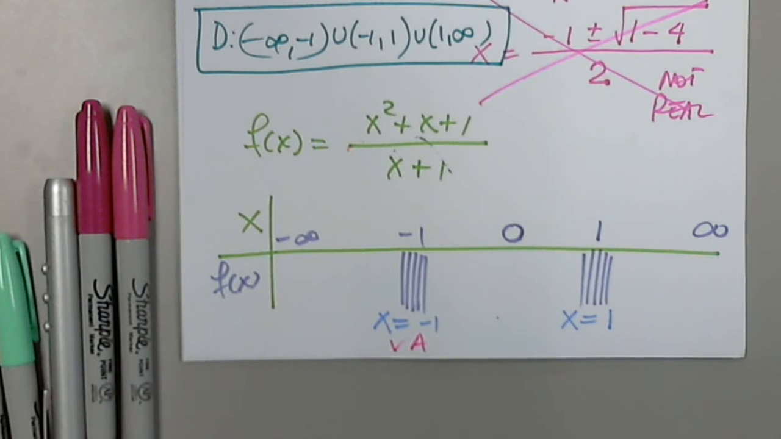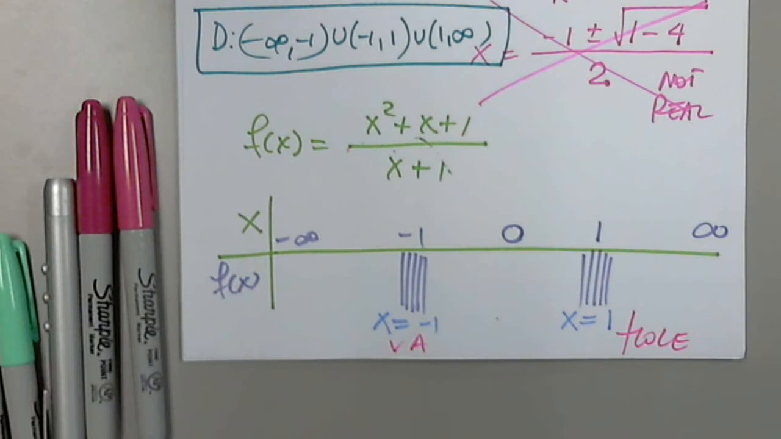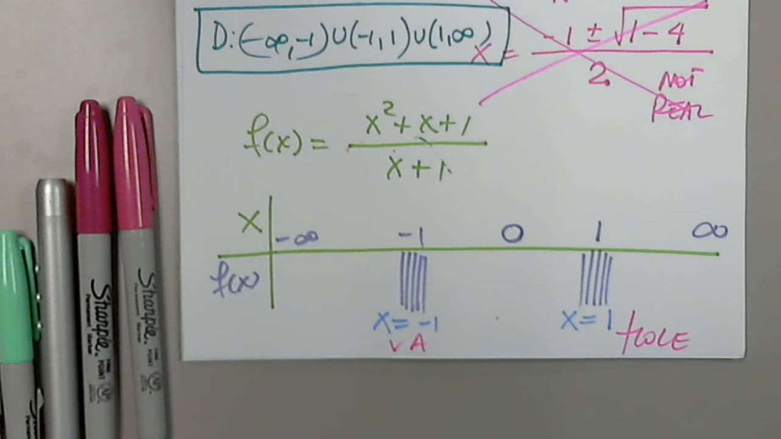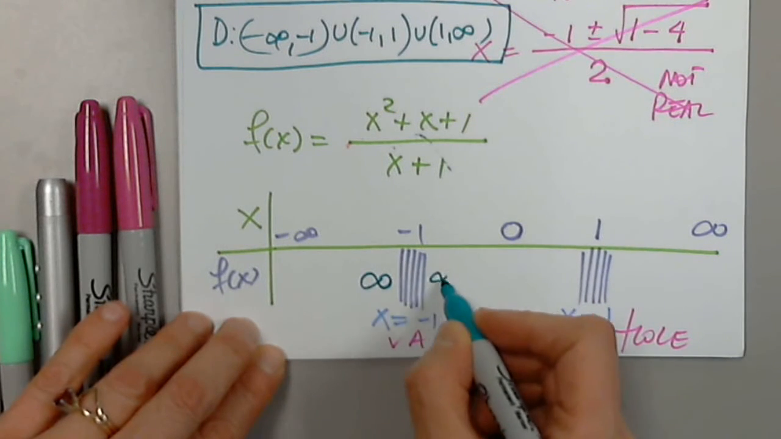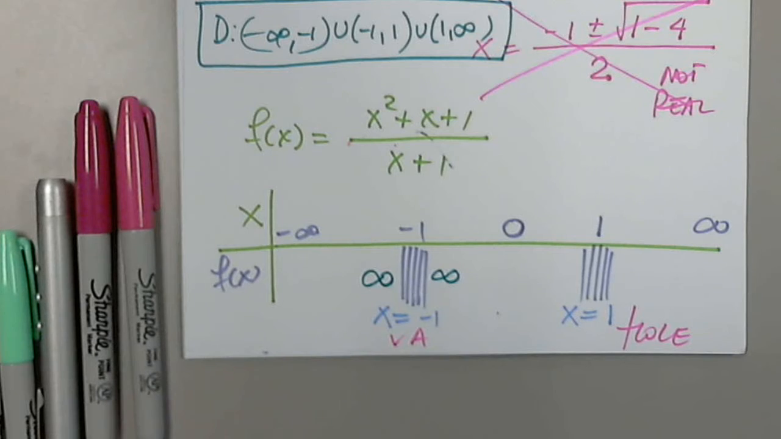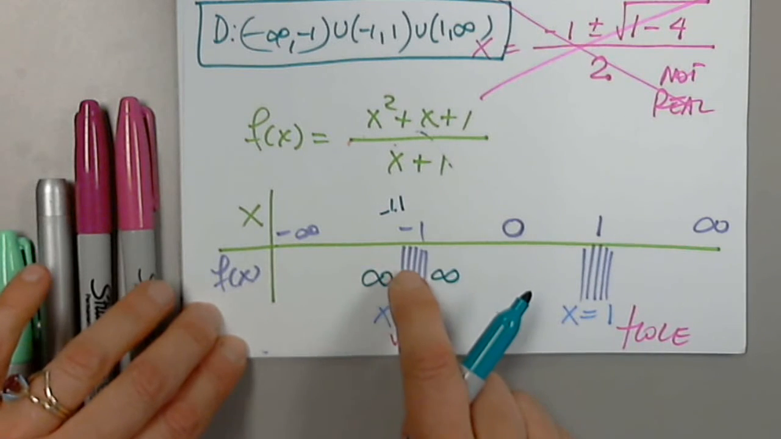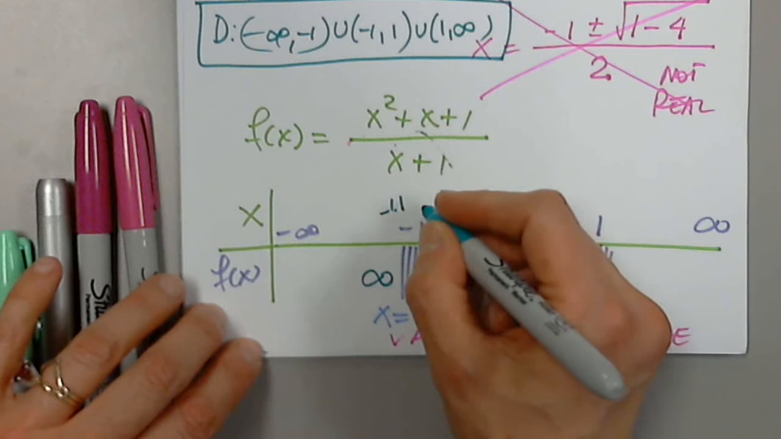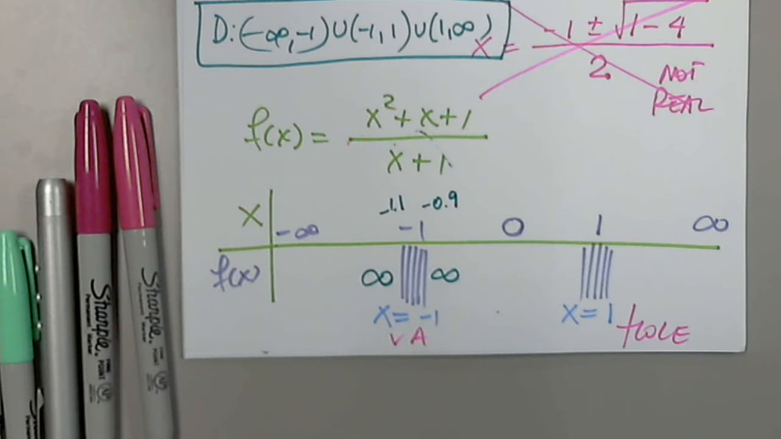One more time, what will x equals 1 be, though? Hole. Yes. x equals 1 will be a hole in the graph. Once you say that this is a VA, what do we know happens there? Immediately, I have to write that. So you want me to put infinities here. Correct. What I don't know is something very important: what I don't know about these infinities. Exactly. I will be using negative 1.1, a number very close to negative 1 on the left, and negative 0.9 on the right. So let's plug it in.